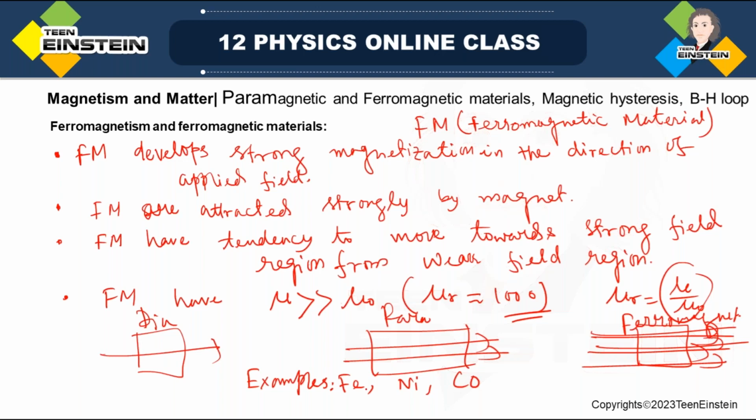Generally these are high temperature ferromagnets, naturally occurring ferromagnets, in the sense they can be easily and strongly magnetized at room temperature itself. So these are the properties of ferromagnet.